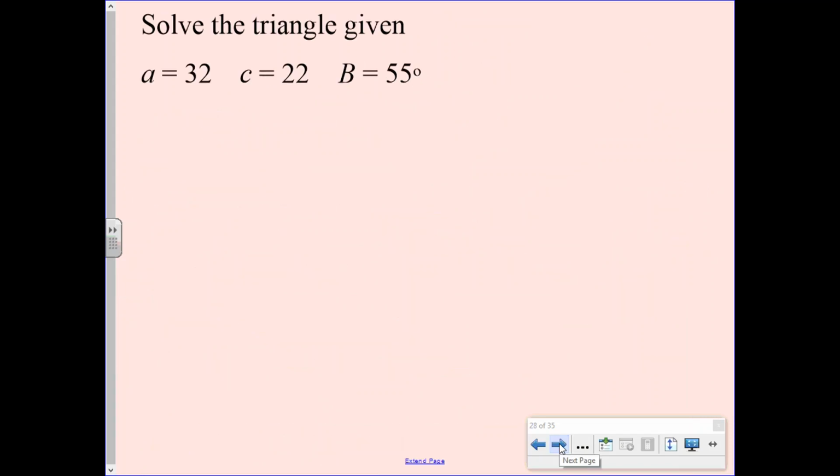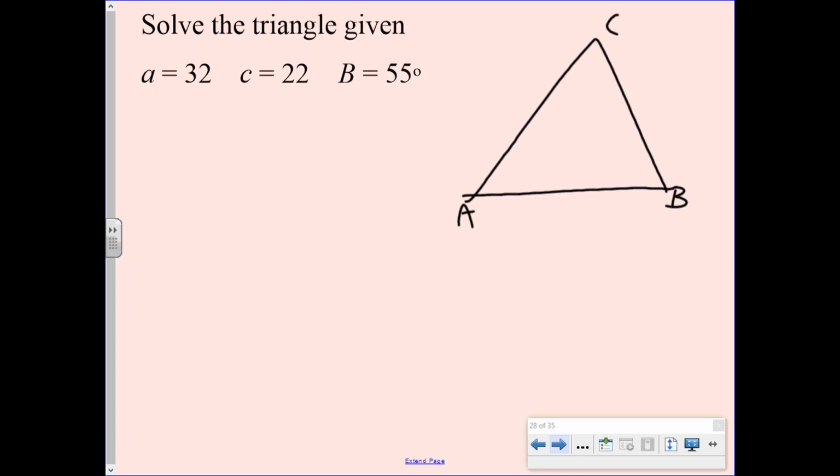So here's the last one. You're given side A is 32, side C is 22, angle B is 55. Again, just to verify, if you sketch a triangle again, so 55 degrees, side C is 22, side A is 32, and again, that's our SAS case. So the law of cosines applies. So go and pause the video for a second, work through that one on your own. And I'm going to zip through the answers real fast.